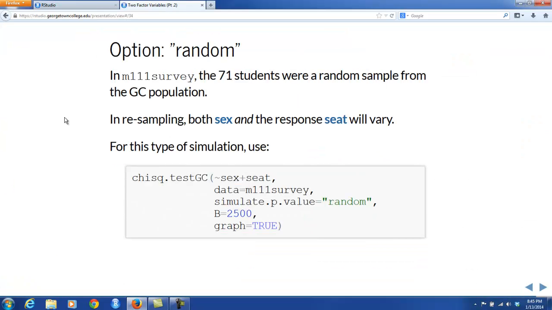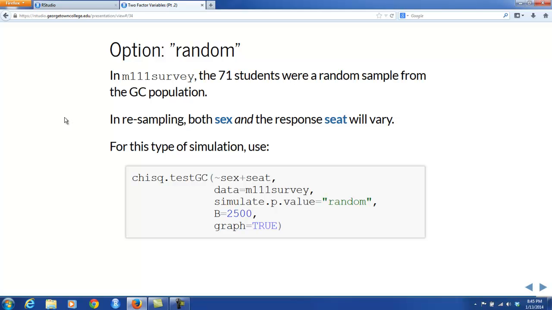Now there's another way to do simulation that's appropriate when you actually are taking a random sample from some larger population. For example, in the Math 111 survey, the 71 students were a random sample from the Georgetown College population. When you randomly sample 71 students, it's a random thing not only where people will say they prefer to sit, but it's also random what sex they will be. Although in the actual study we had 40 females and 31 males, if we were to take another sample of size 71 at random from the population, we wouldn't necessarily get those same counts of males and females.